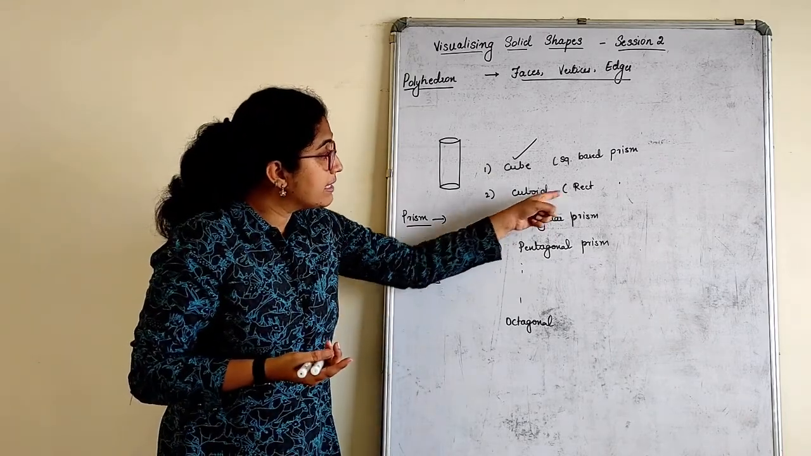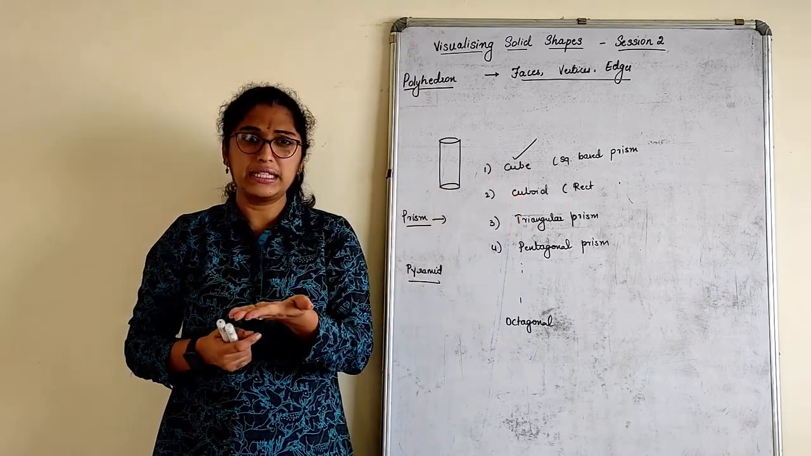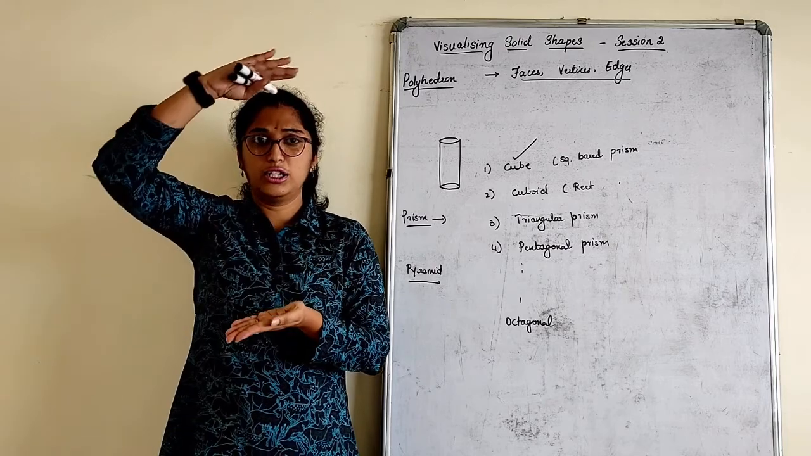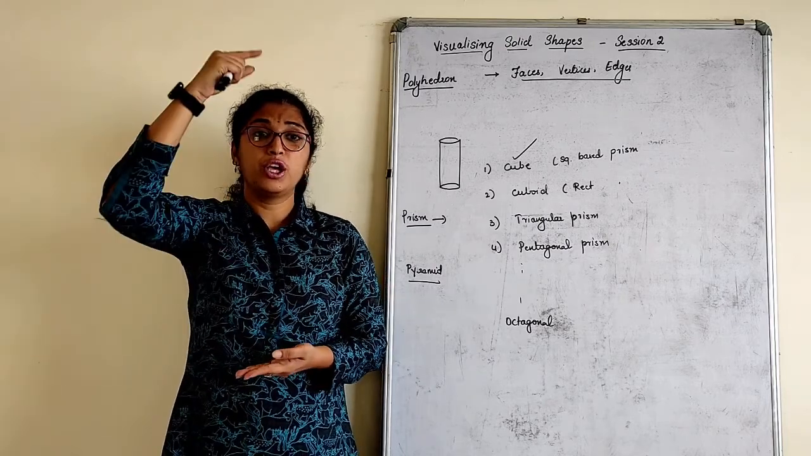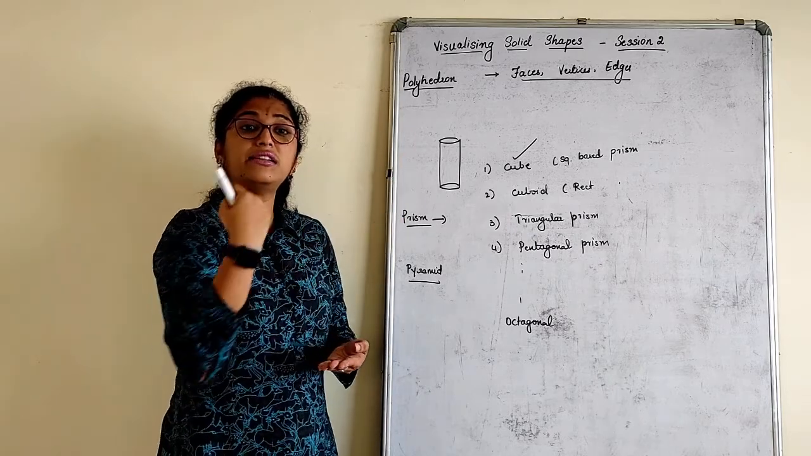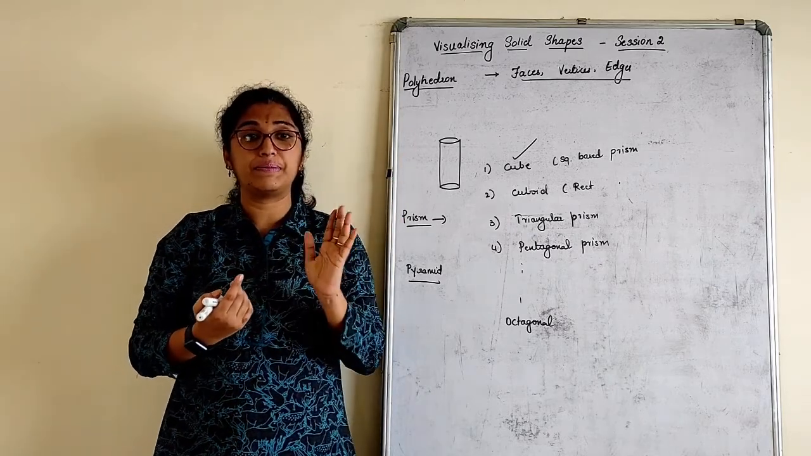Okay? Rectangular-based prism. Now, when I talk about a cuboid, the base is a rectangle. The top is a rectangle. Same, they are congruent to each other. What about the other faces, children? The other four faces here have a rectangular shape.